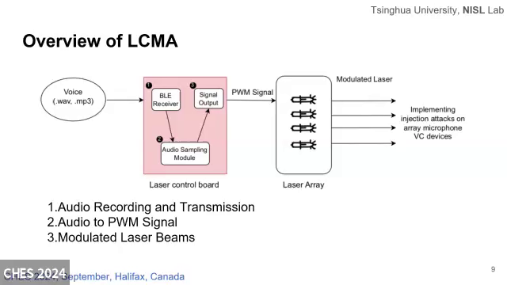So here comes our design, which contains three main steps. The first is audio recording and transmission, the second is converting the audio to the PWM signal, and the last is modulating the laser beams. The key part is our laser control board, which consists of three key modules: first, a Bluetooth module, then the audio sampling module, and then the signal output module.